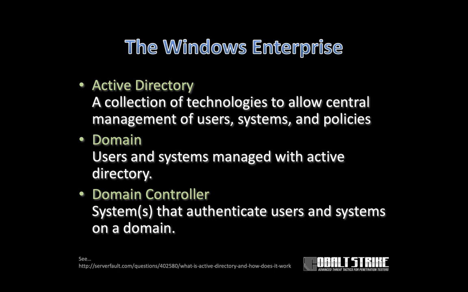All right, let's talk about the Windows Enterprise. First, Active Directory. Active Directory is a collection of technologies to allow central management of users, systems, and policies. A domain is a collection of users and systems managed with Active Directory. You will hear me refer to a domain controller quite a bit. A domain controller is one or more systems within an Active Directory domain that authenticate the users and systems on that domain. The domain controller is the broker of trust. It is the most powerful system on these networks.